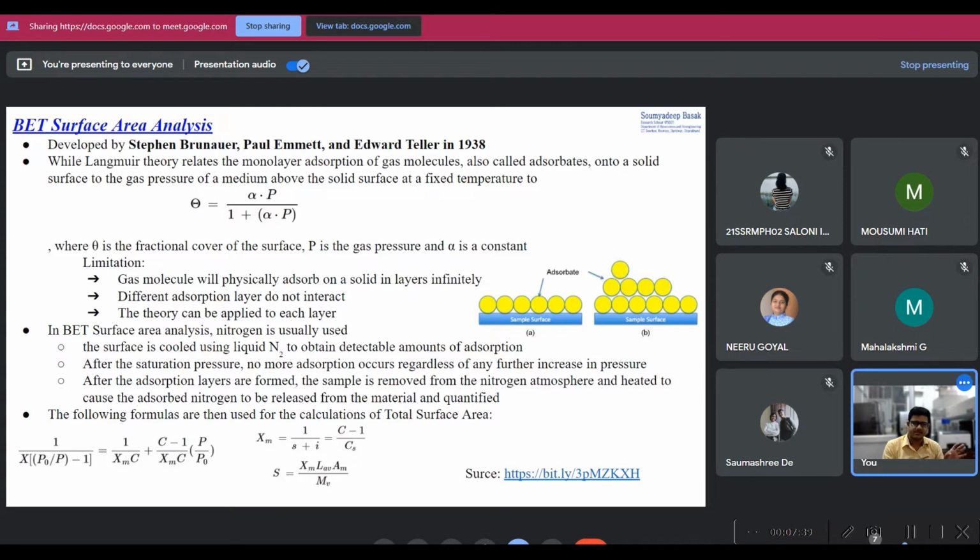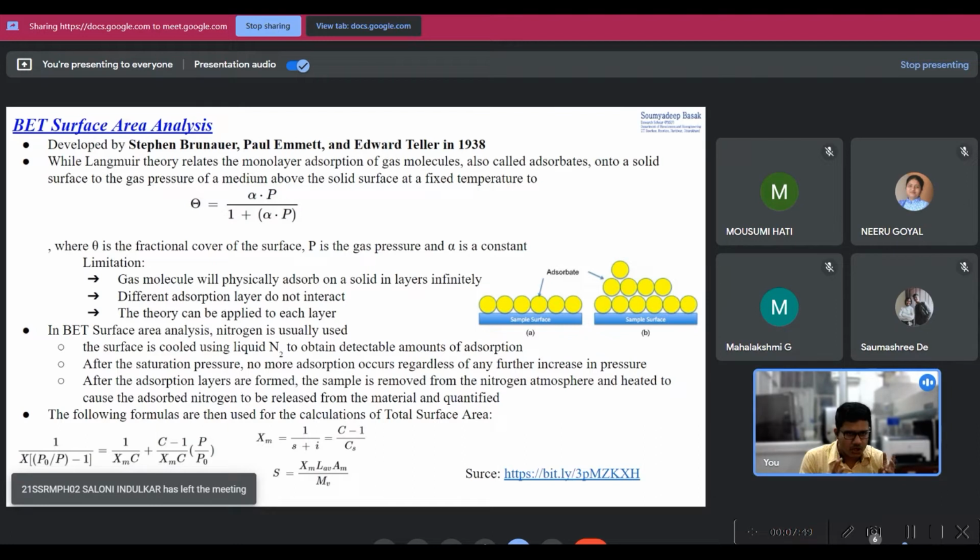The classical techniques of this kind of porosity measurement are based on the Langmuir theory. Langmuir theory states that there is a monolayer adsorption of gas molecules on the surface, and these adsorbents are on the solid surface. At a fixed temperature, we can determine the amount of gas adsorbed on the surface using a formula, get the adsorbent quantity, and from there the porosity. But it has some problems associated with it.